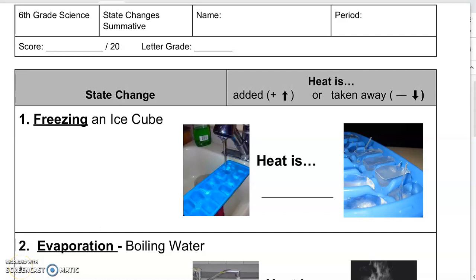Hi students, today you are taking your State Changes summative. Please put your name, first and last name, in the box. We need your last name so we can grade it. Then, what hour do you have science? Please put that in there. Your teacher will tell you what your score is and if you get an A, a B, or a C we want all our students to get.